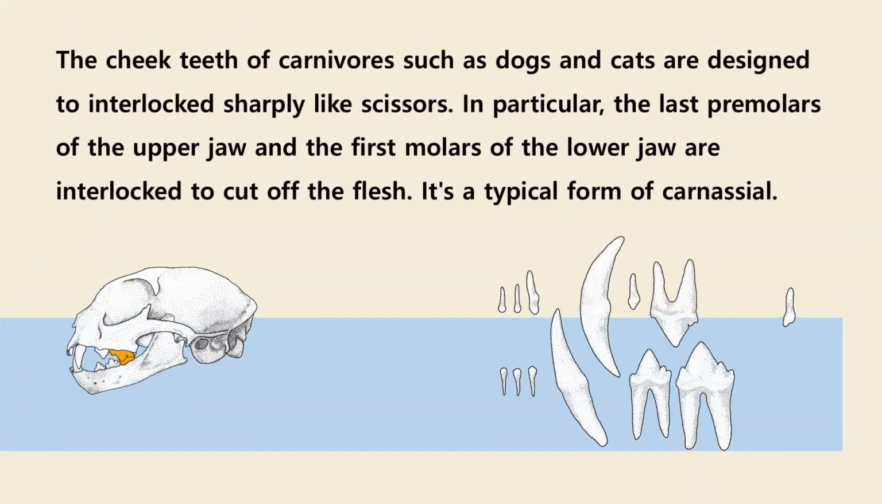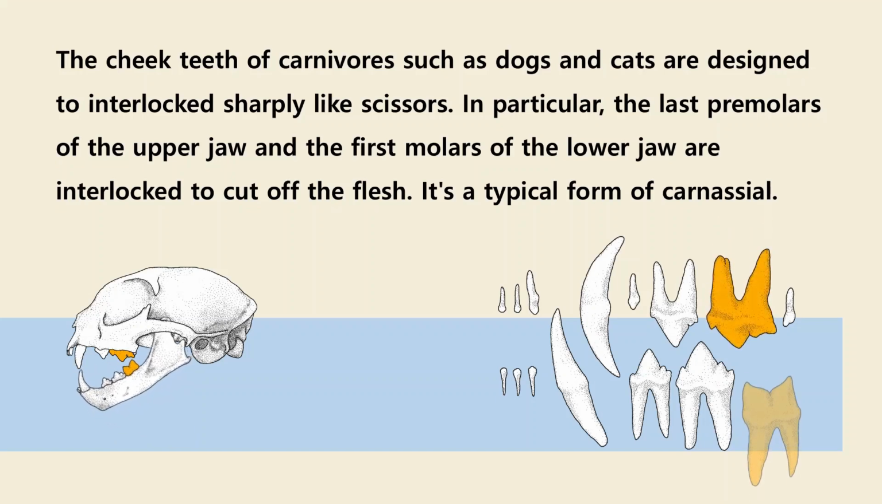The cheek teeth of carnivores such as dogs and cats are designed to interlock sharply, like scissors. In particular, the last premolars of the upper jaw and the first molars of the lower jaw are interlocked to cut off the flesh. It's a typical form of carnassial.